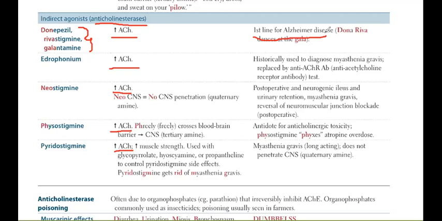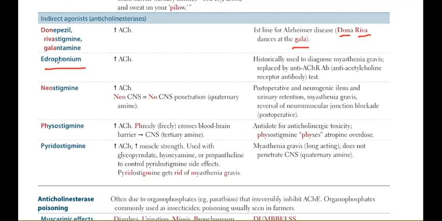Now, you can remember it by this mnemonic also. The best thing about First Aid is they make mnemonics. So you see, "Donna Riva dances at the gala." They named this girl Donna Riva, and then there is the ceremony, which is the gala. So you can remember donepezil, rivastigmine and galantamine. Now it is easy to remember about this drug. You don't need to remember the actions because it is in the name of this category.